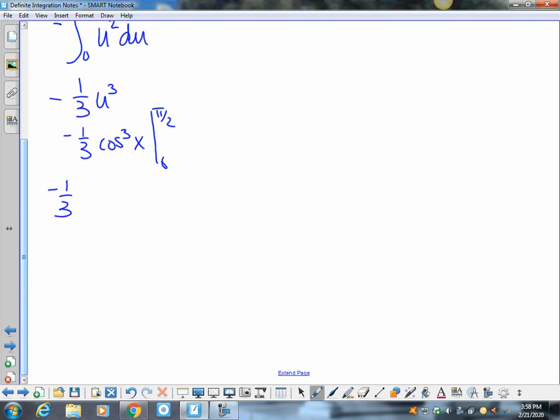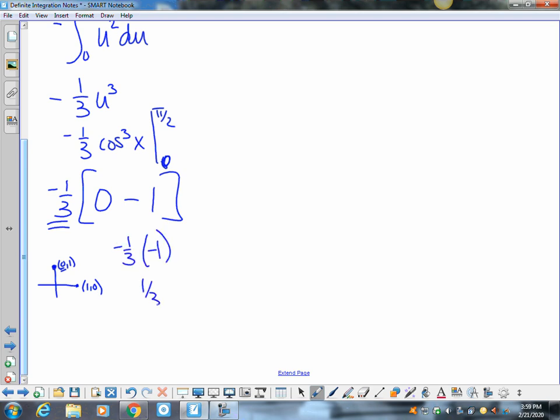So negative 1/3. All right, if I plug in pi over 2, pi over 2 is north, 0, 1, cosine is 0, so that would be a 0, minus, now I'm plugging in a 0, and that would be a 1. And notice I keep my negative 1/3 out front. So now I have a negative 1/3 times a negative 1, got a positive 1/3.